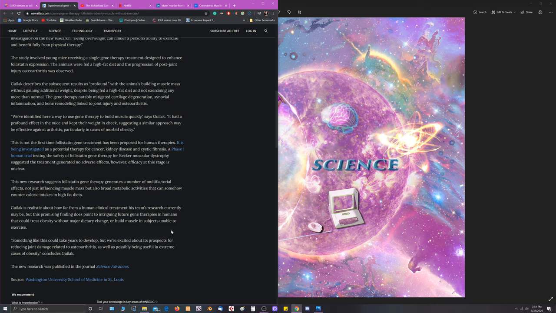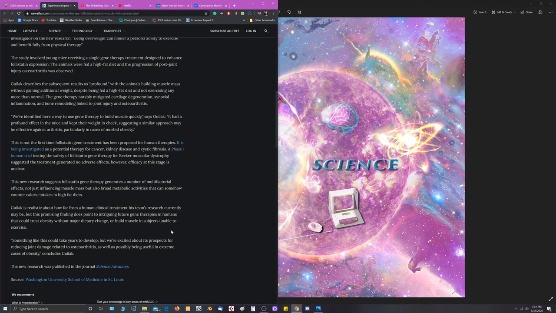Guilak is realistic about how far from a human clinical treatment his team's research currently may be, but this promising finding does point to intriguing future gene therapies in humans that could treat obesity without major dietary change or build muscle in subjects unable to exercise. Something like this could take years to develop, but we're excited about its prospects for reducing joint damage related to osteoarthritis, as well as possibly being useful in extreme cases of obesity, concludes Guilak. I think that's how you pronounce it.